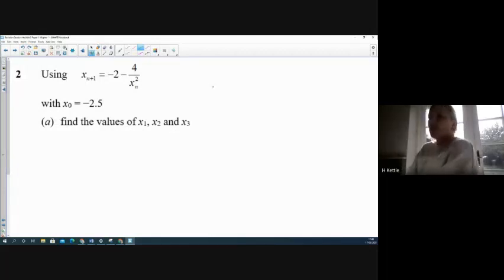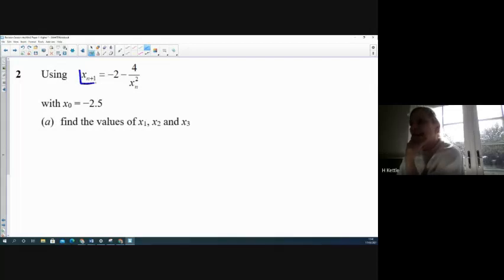Okay, I had to go slightly rogue with this, the recurrence relations. Essentially, this isn't too difficult if we understand the notation. So this is saying to get to the next x.